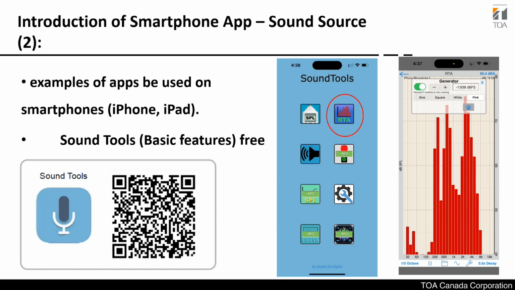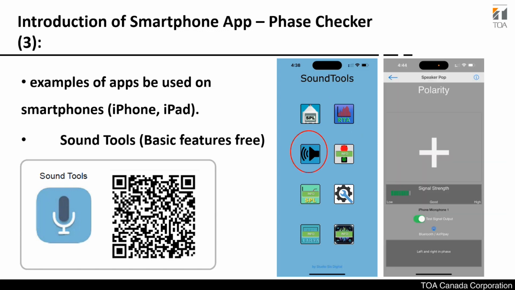So here, for example, one of the icons you see is polarity checking. By generating a pop sound signal, you can determine whether the speaker or the system is in correct polarity. It is often omitted in some systems, so the right-hand side and the left-hand side are not in the same polarity, and that makes the sound quite weird.